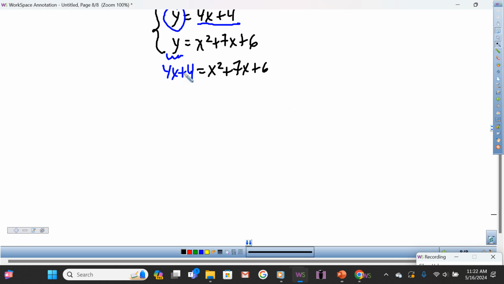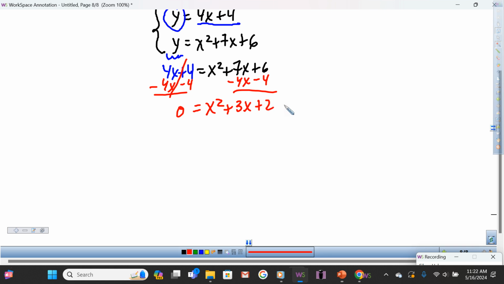To remind you, we have a quadratic equation. That means in order to solve it, it needs to be equal to 0. Which means leave this over here. We need to get rid of all of this, so we subtract 4x, subtract 4 from each side. 0 equals x squared plus 7x minus 4x is 3x, 6 minus 4 is 2.